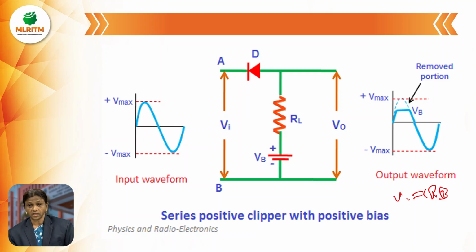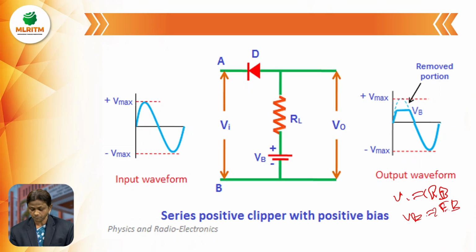Next, the other voltage is the biasing voltage VB. In this external voltage VB, the positive terminal is connected to the anode of diode D through RL. So diode D is in forward bias due to VB. Now we have to check two conditions: VA less than VB, and VA greater than VB. When VA is less than VB, due to VI, diode D is in reverse bias, and due to VB, diode D is in forward bias.